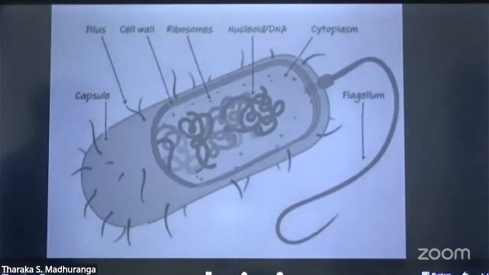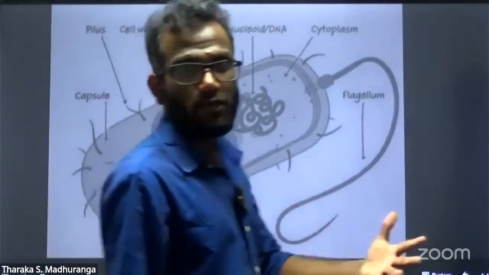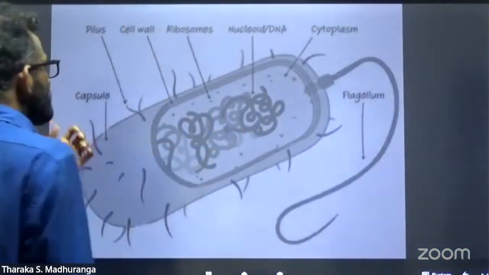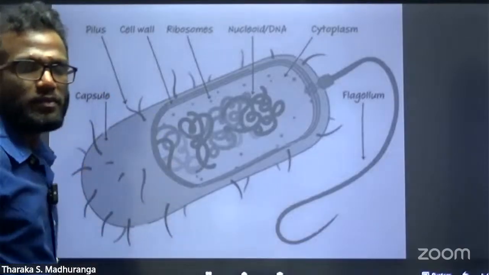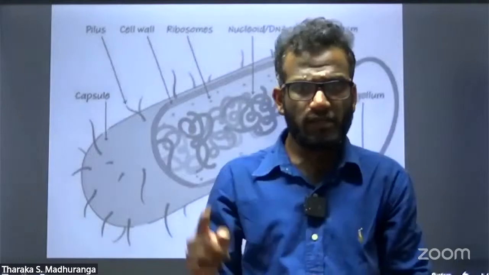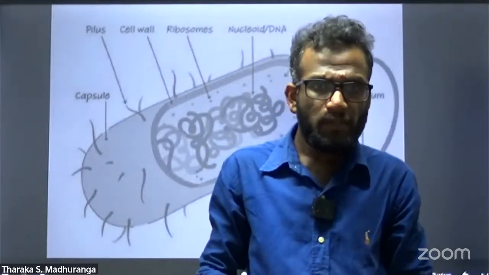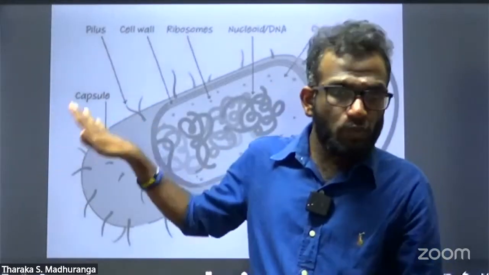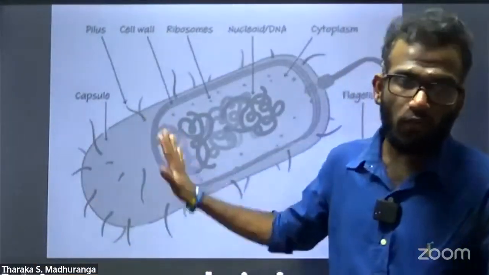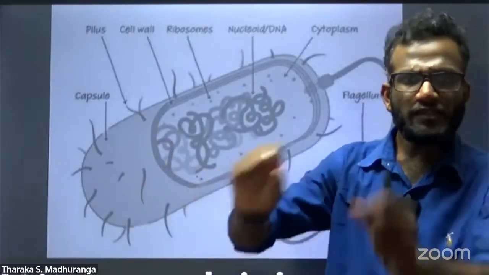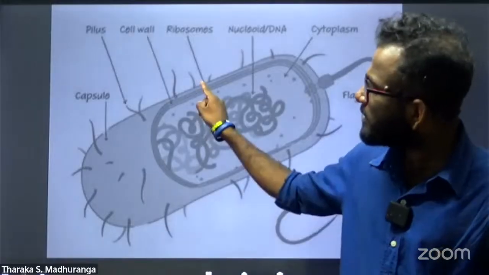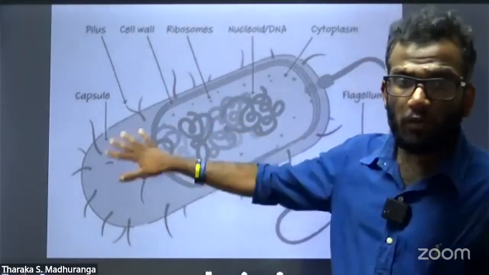See this. This is the prokaryotic cell structure. You can see the outer layer is the capsule. A lot of students make this mistake in the final paper as well. The outer layer of the prokaryotic organism is not the cell wall. It is the capsule. It is like a medicine tablet.